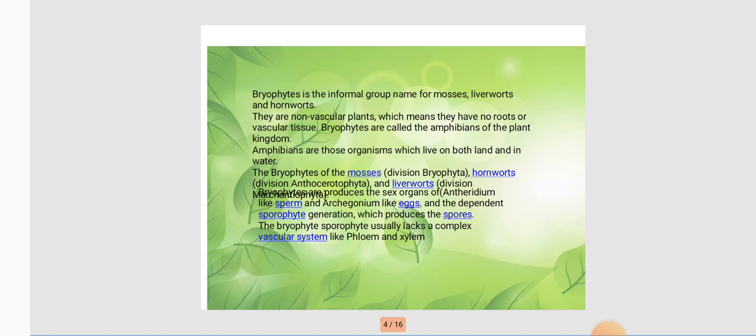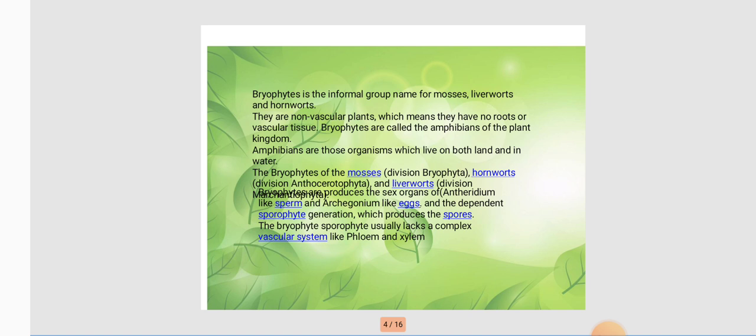First of all, what is a bryophyte? Bryophyte is the common group name of mosses, liverworts, and hornworts. They are non-vascular plants. What are vascular plants? In vascular plants, vascular bundles are present, for example xylem and phloem. But bryophytes don't have vascular tissue. They are non-vascular plants, which means they have no roots and no vascular tissues.